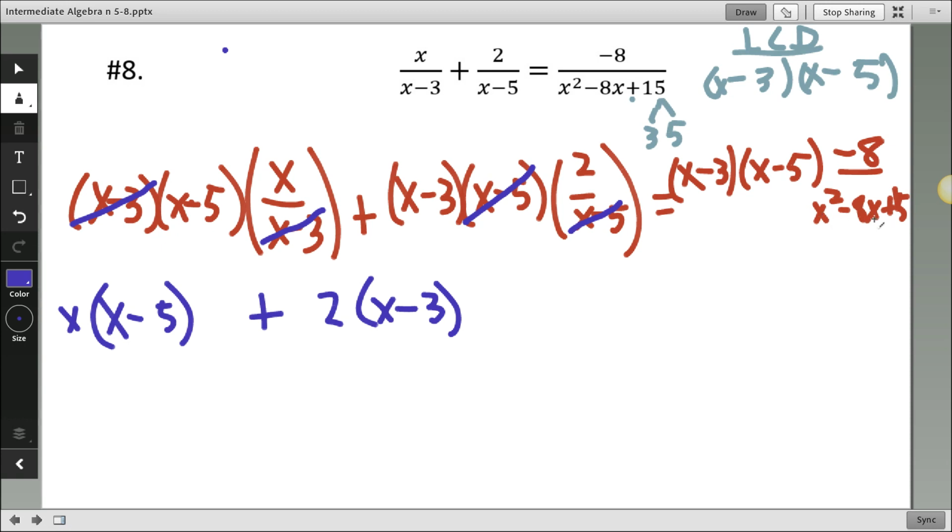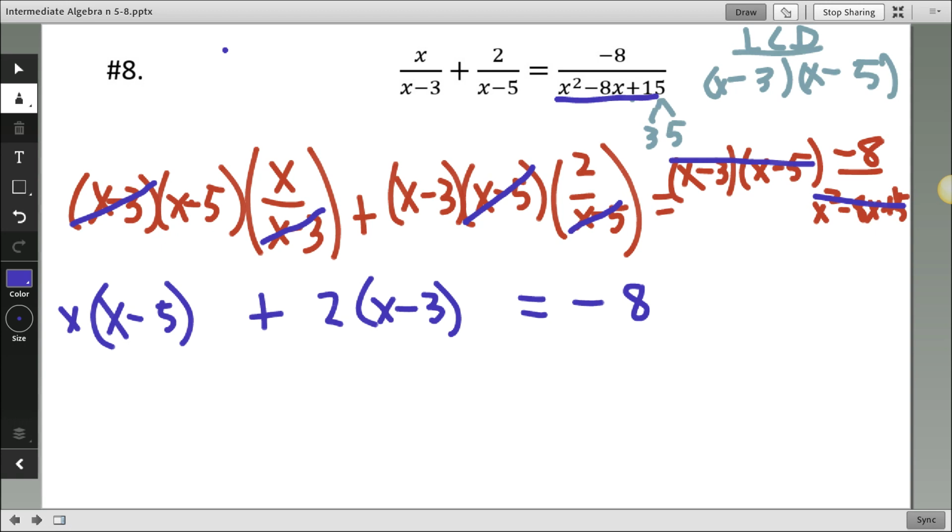Now on the other side, while it doesn't look like anything's in common, remember we factored this at the beginning and figured out it was the same thing as both of those terms. So that whole thing's going to cancel out with that, leaving negative 8. So now, again, factor any trinomials that are there. The LCD is a combination of all the binomial terms. So in this case, we had 2 different binomial terms. So that's our LCD. Multiply by each of the terms, cancel out what cancels out.